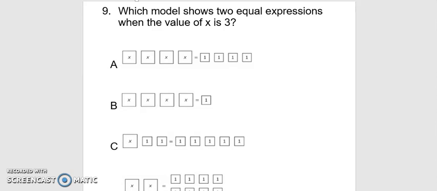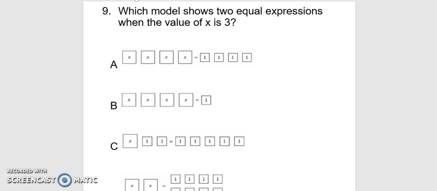This is the review for Unit 7, numbers 9 through 11. Number 9 says, which model shows two equal expressions when the value of x is 3? So we have to solve for each of the different models.